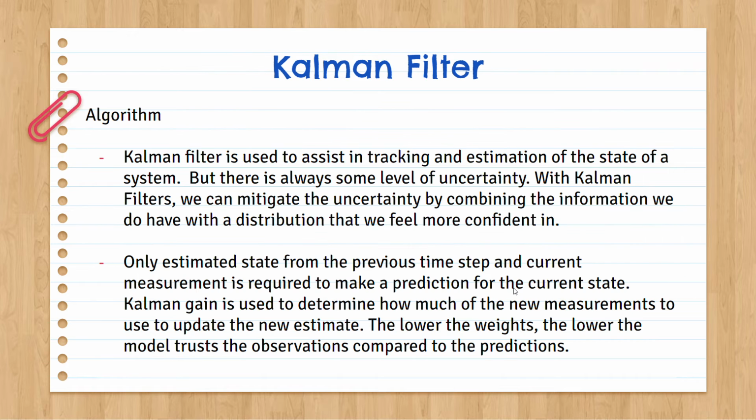Moving on, let's have a look at Kalman filters. The Kalman filter algorithm is used to assist in tracking and estimation of the state of a system, but there is always some level of uncertainty. With Kalman filters, we can mitigate the uncertainty by combining the information we have with a distribution that we feel more confident in. Only the estimated state from the previous time step and the current measurement is required to make a prediction for the current state. Kalman filter is used to determine how much of the new measurements to use to update the new estimate. The lower the weights, the lower the model trusts the observations compared to the predictions.